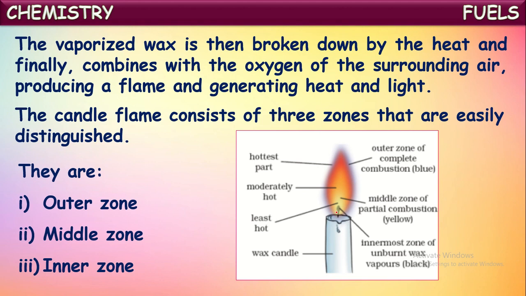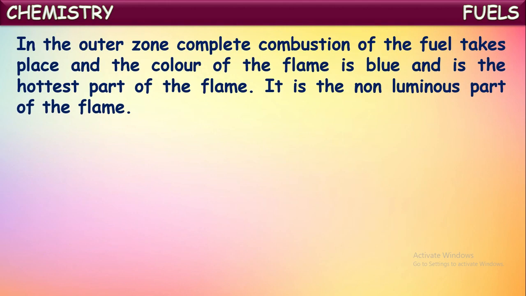In this way the flame of a candle can be separated into three parts: outermost zone, middle zone, and innermost zone. In the outer zone, complete combustion of the fuel takes place because for this outermost zone a sufficient amount of air is available from the surroundings.